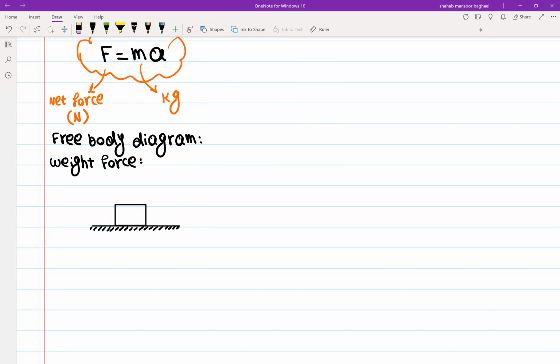Okay, it has mass, m. It is always here, and there are no forces on this block. According to Newton's first law, you should have equilibrium, and there is no motion for this block. Therefore, it is always here.